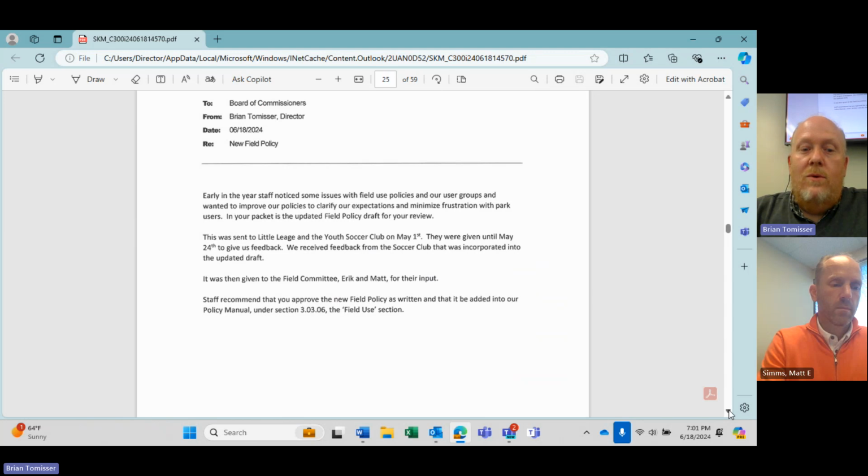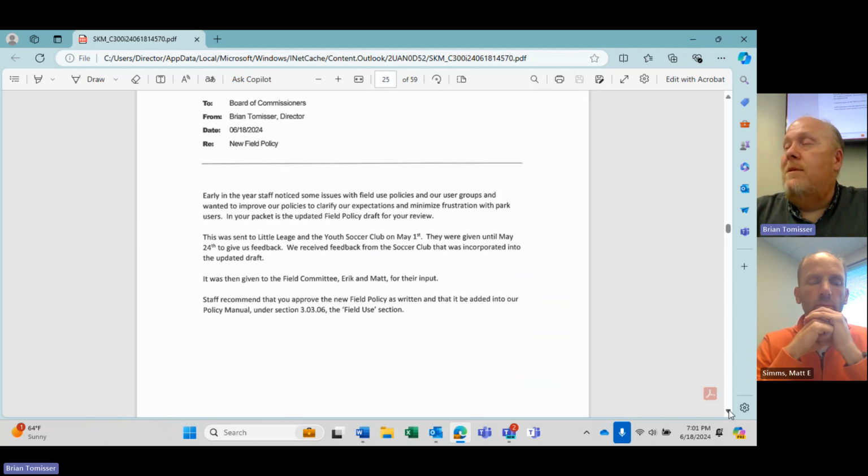What we're recommending is that, I know we just finished our policy section, but we're going to add a little section. And that is to approve moving this field policy as it is written and add it into our policy manual under section 3.03.06, which is the field use section. So we just literally would pop it right in there. It'll be part of our official policy manual. So that is where we were at. I'll entertain any questions or comments.